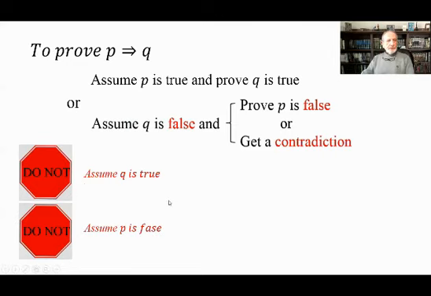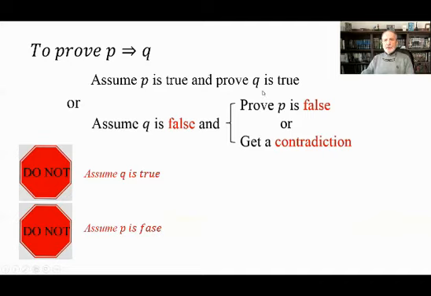Okay, to summarize, to prove p implies q, assume p is true and prove q is true. That's the direct method. The indirect method: assume q is false and prove p is false, or get a contradiction. Now, this is a warning, many students make these mistakes. Do not assume q is true. If you start your proof by assuming q is true, I will not look at the proof, because that's what you're asked to prove. You can't start from it. You're asked to prove q is true.